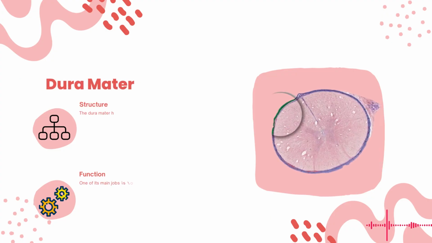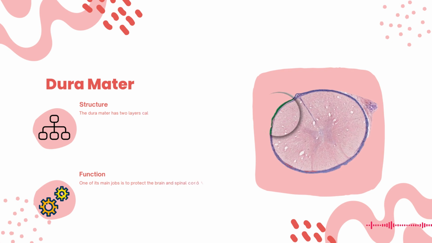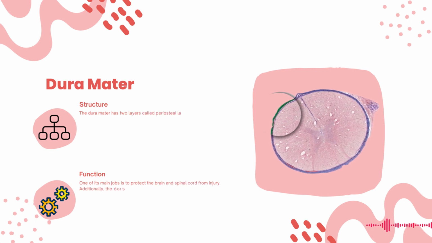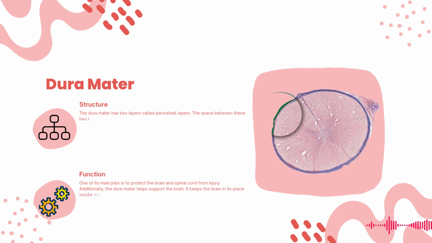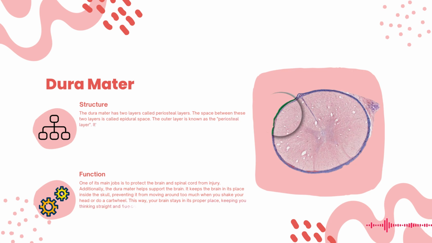Okay, so now we will be going in depth into the three layers. The first is the dura mater structure. The dura mater consists of two layers, the outer periosteal layer and the inner meningeal layer. The periosteal layer is directly attached to the inside of the skull, serving as a protective padding, similar to the lining inside a helmet. However, this layer is absent in the spinal cord. The meningeal layer is closer to the brain and spinal cord.